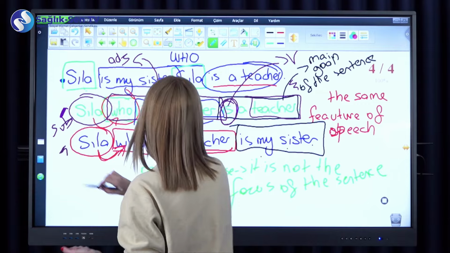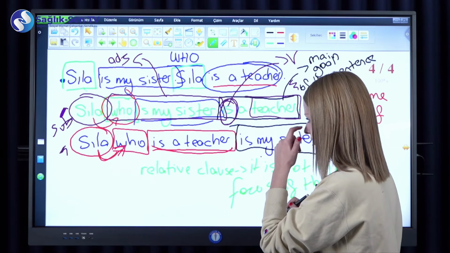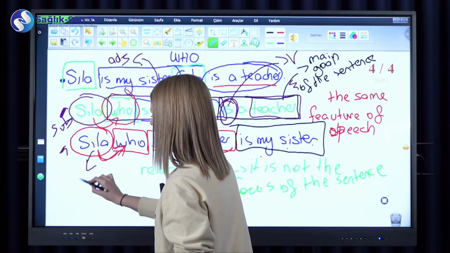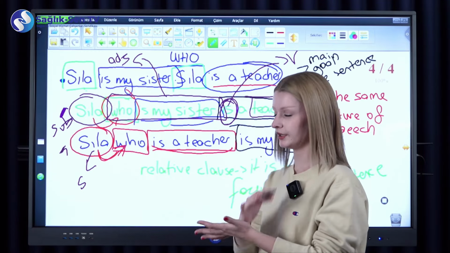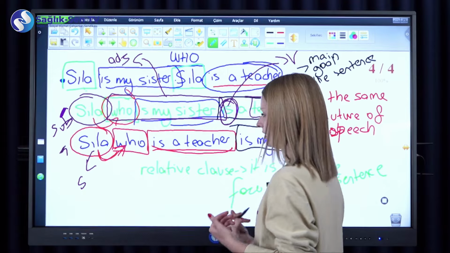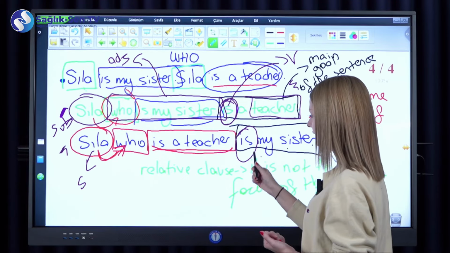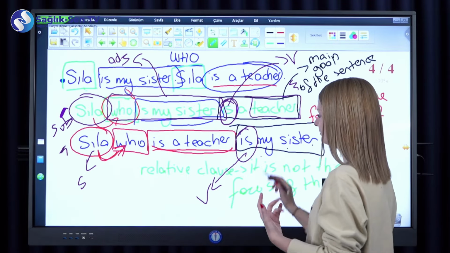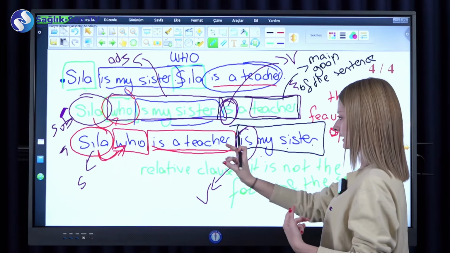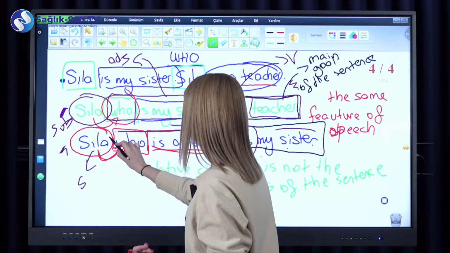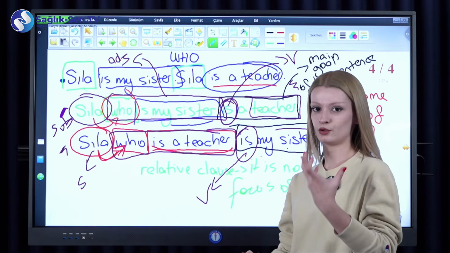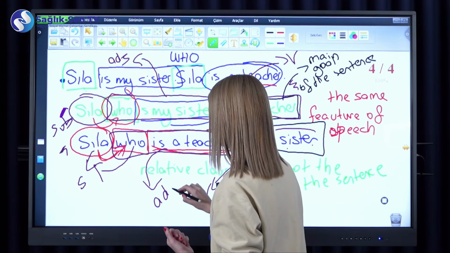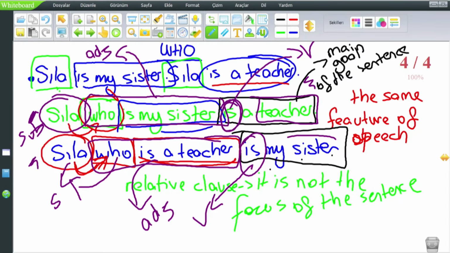And looking at here, Sıla, who is a teacher, is my sister. The main clause here is Sıla is my sister. Sıla again is the subject of the main clause, also the subject of the relative clause. "Is" in here is the verb in the main clause, the verb of the whole sentence. And in here again I see a relative clause, yan cümle. It describes the subject, so it is used as an adjective in this sentence.